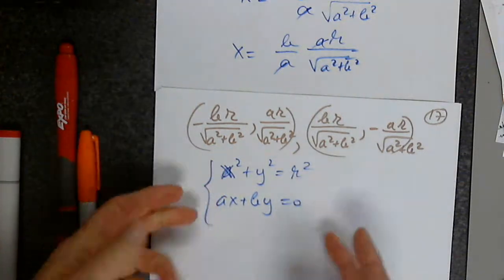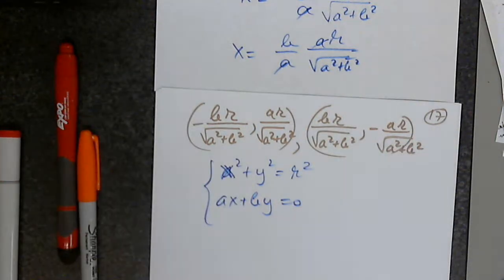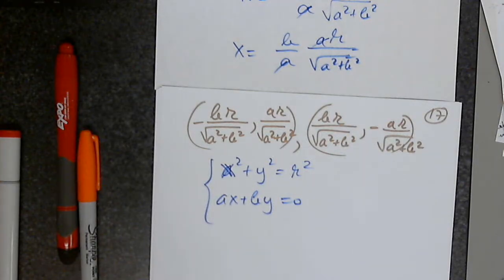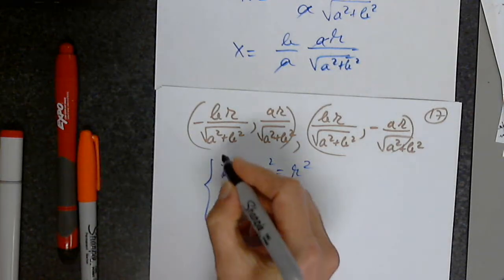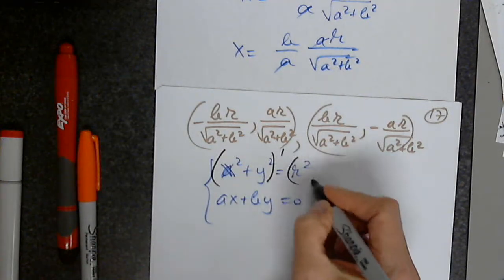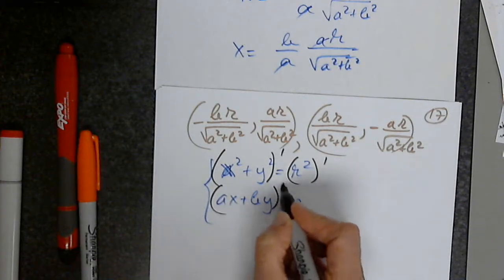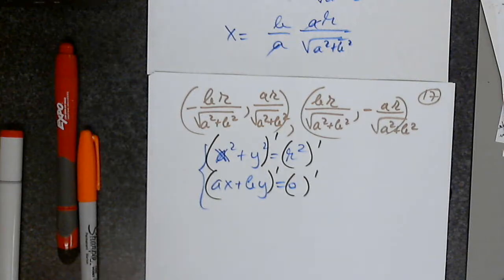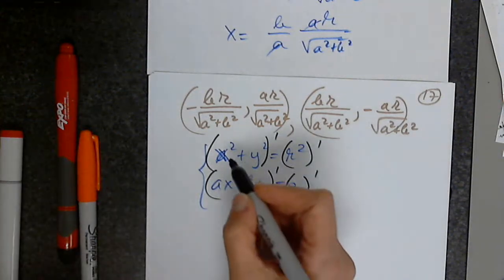So I found that these two curves intersect in these infinitely many points, one on one side, one on the other. Now, I'm talking about tangents. So what do I have to do? Where y is a function of x. X is the independent variable.